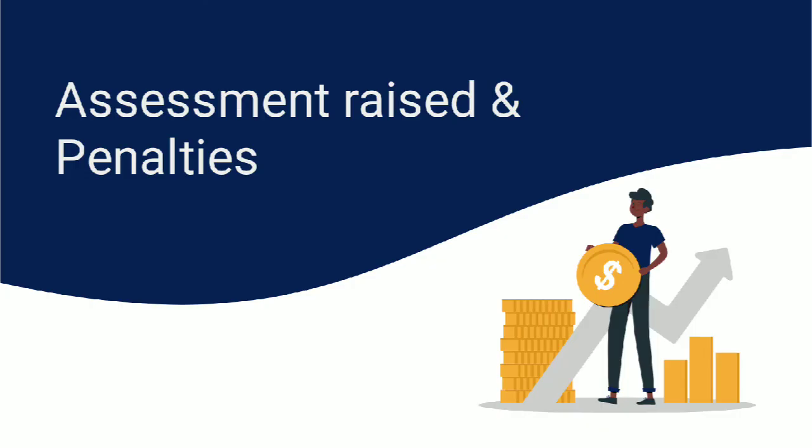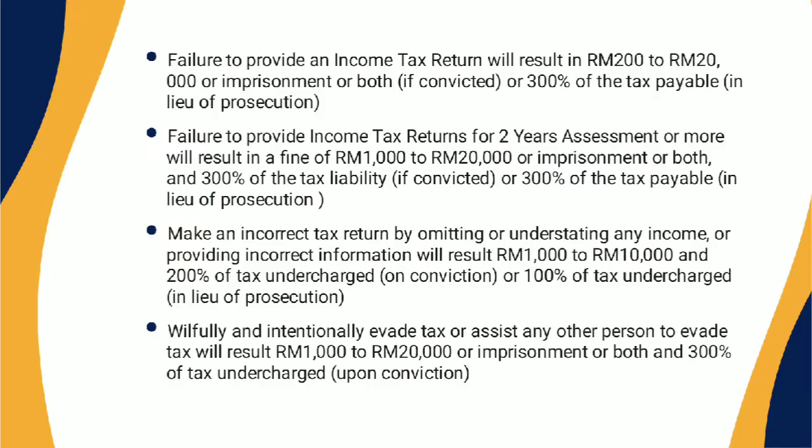There are several assessment rates and penalties in tax investigation. First, the failure to provide an income tax return will result in 200 ringgit to 20,000 ringgit or imprisonment or both if convicted, or 300% of the tax payable. Second, the failure to provide income tax returns for two years of assessment or more will result in a fine of 1,000 ringgit to 20,000 ringgit or imprisonment or both, and 300% of the tax payable. Next, making an incorrect tax return by omitting or understating any income or providing incorrect information will result in 1,000 ringgit to 10,000 ringgit and 200% of tax undercharge or 100% of tax undercharge.